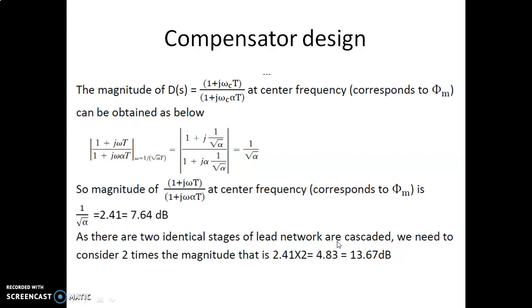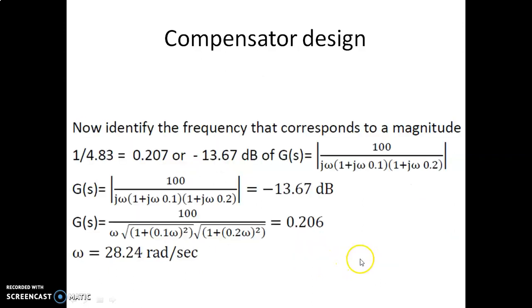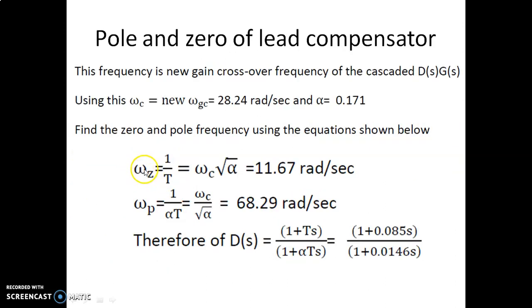We are looking for omega GC, which corresponds to the frequency at which we get maximum phase shift. In order to find that, we will consider exactly the negative of this: at what frequency do we get minus 13.67 dB? This particular frequency, which is 28.24 radians per second, happens to be the new gain crossover frequency for this compensated system. Using this frequency as the frequency at which we get maximum phase shift from the phase lead network, we can find out omega z and omega p by knowing the values of omega c and alpha.